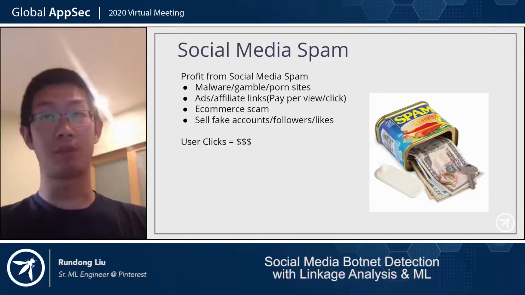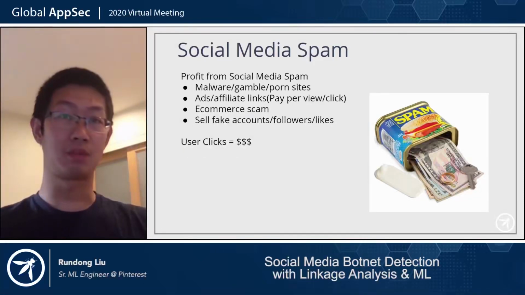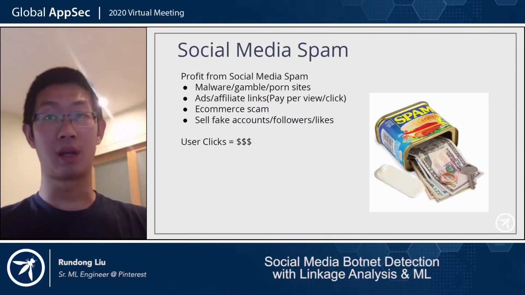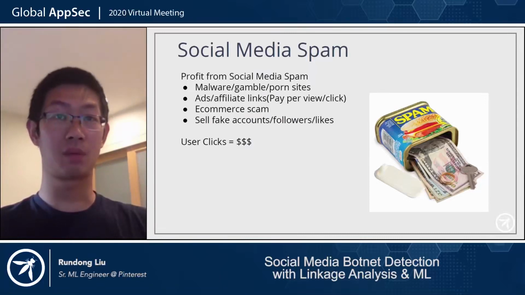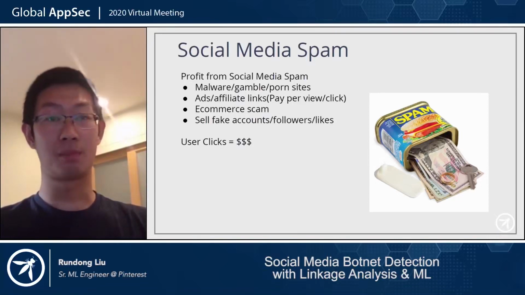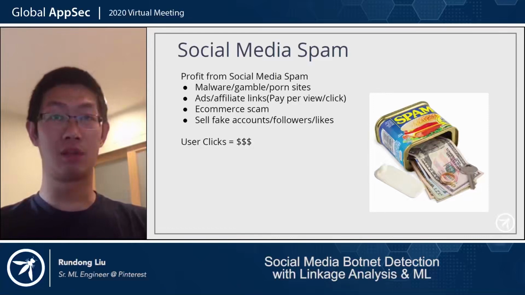There are various ways spammers can make profit from social media platforms. They distribute malware, gambling, and porn sites. They also share excessive ads or affiliate links, utilizing the pay-per-view or pay-per-click model to make money. We have also seen spammers promote their e-commerce scam sites. When users actually make a purchase on the site, they never get the product delivered. Spammers also sell fake accounts, followers, or likes to satisfy people's ego. We can see that most spam is all around user clicks. More traffic means more money.